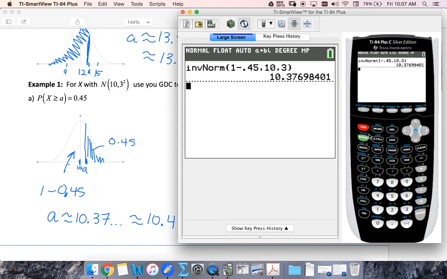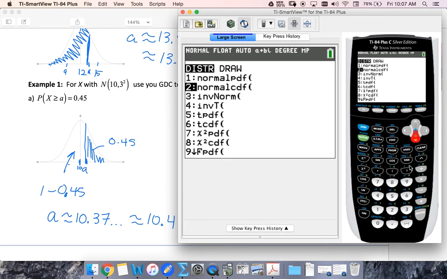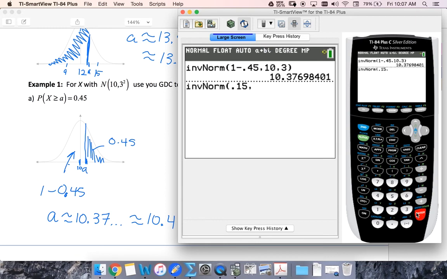So inverse norm. Now my probability is 0.15. I still have 10 and 3. I should get a number much smaller than 10. 6.89.